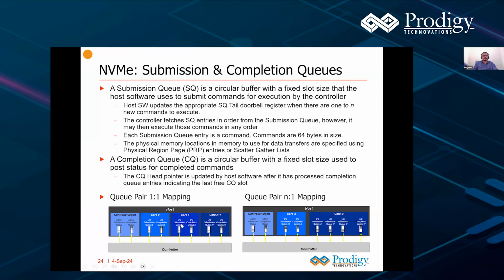The submission and completion queues can have a one-to-one mapping, or they can have an N-to-one mapping. So the first case is where each submission queue has its own completion queue. And the second case is where core A's submission queue has its own completion queue, but core B has multiple submission queues and one completion queue. So all these are possible.